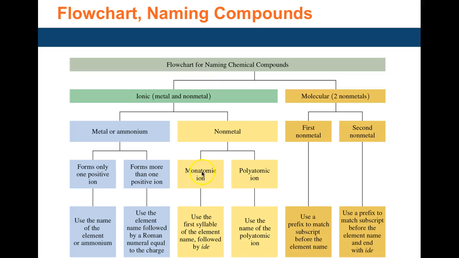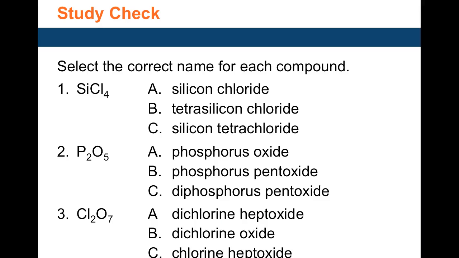in parentheses. For the non-metals, if it is just a single atom, a single element, then it's the "ide" suffix. If it's polyatomic, you use the name of the polyatomic. For molecular, that first non-metal, you're using the element name, and the second non-metal you're ending with "ide." Prefixes are used to describe how much of each type of non-metal is present in the compound.